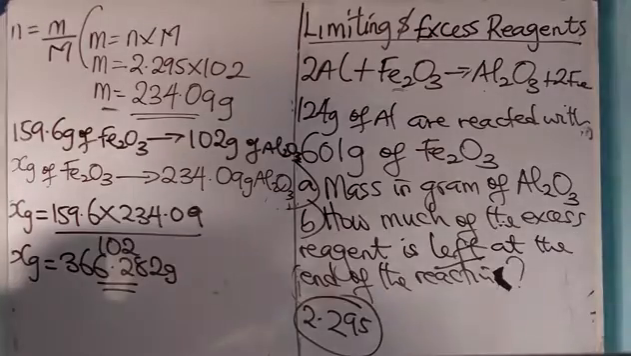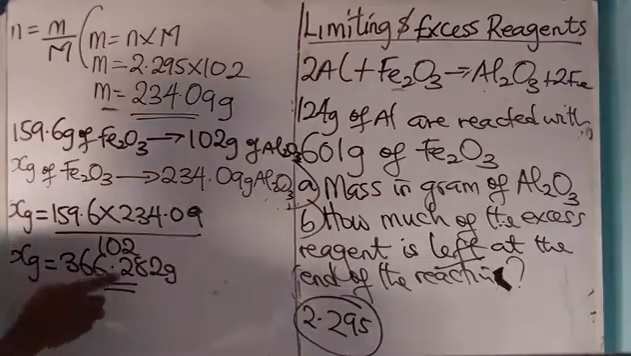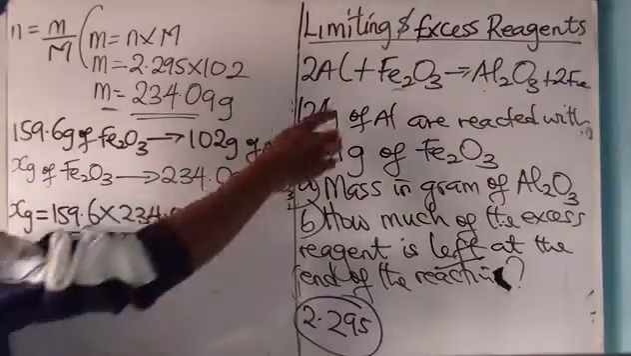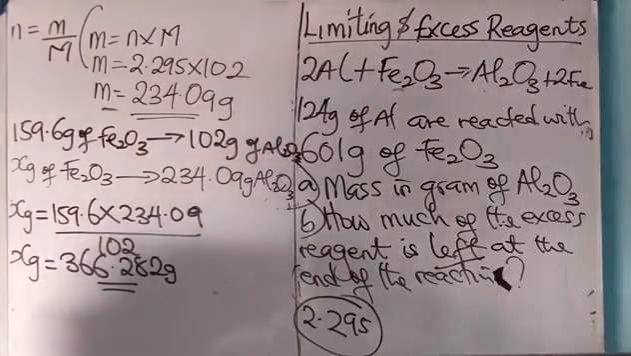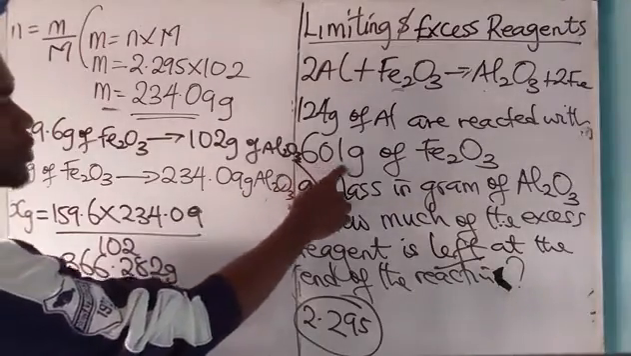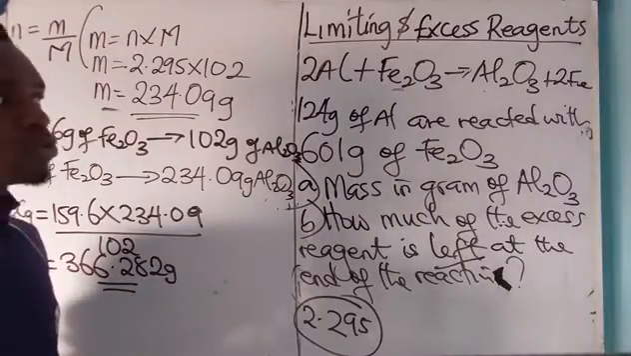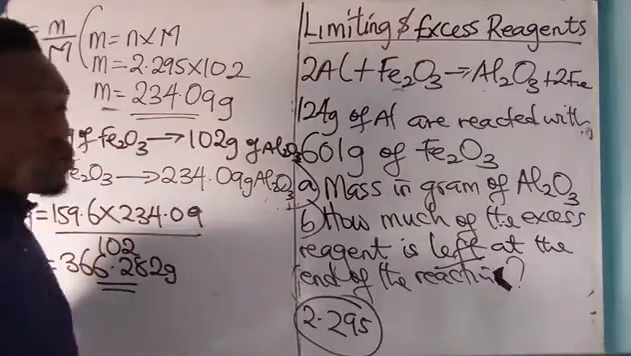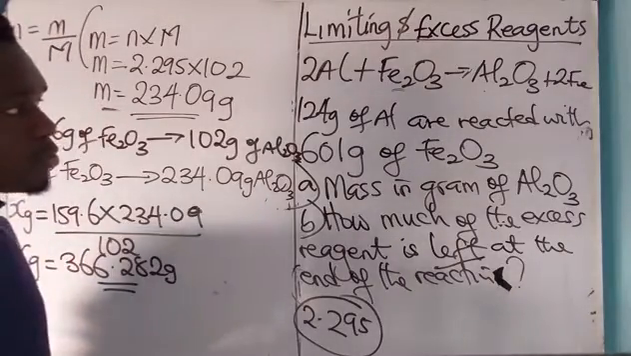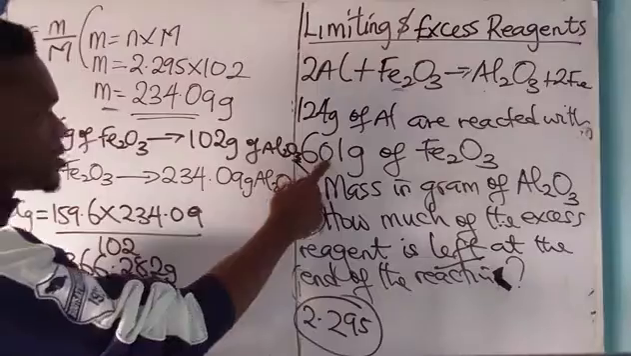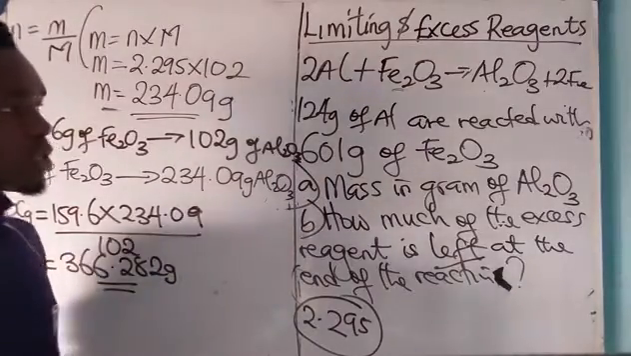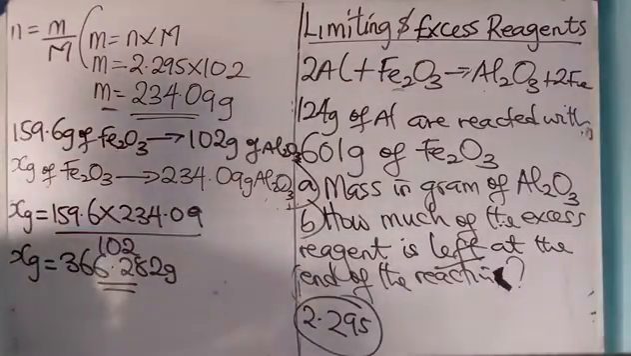For you to know the quantity of the reagent that is left at the end of the reaction, take your mind back to the question. We just got 366.282 grams of iron 3 oxide. Now from the question, we are given 601 grams of iron 3 oxide. So what are we going to do? We look for the difference between this and this. So that will give us the one that is left at the end of the reaction.